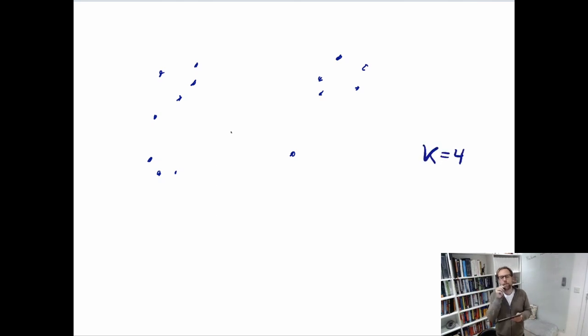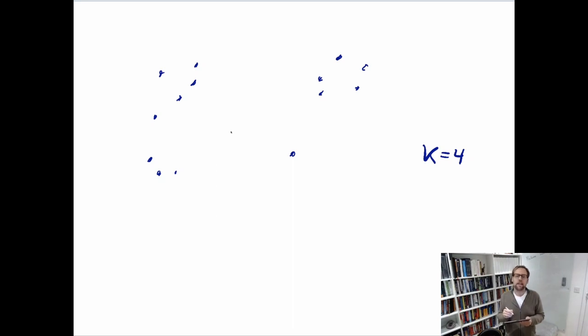Let me try to draw something here. Say I have a number of data points. I'm just drawing something a bit random, but which might have some clusterness to it. Imagine I had those data points. I'm looking for k-means clustering for k equal to 4. So I have 4 different clusters, and we can color code them in different colors.